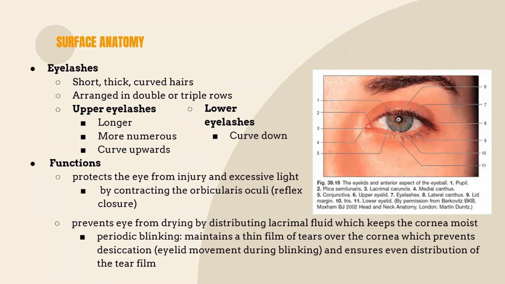The function of the eyelid is to protect the eye from injury and excessive light. This is done by contracting the orbicularis oculi, which initiates the reflex closure. Another function of the eyelids is to prevent the eye from drying. This is done by distributing lacrimal fluid, which keeps the cornea moist. Periodic blinking maintains a thin film of tears over the cornea, which prevents desiccation. Eyelid movement during blinking ensures even distribution of the tear film.